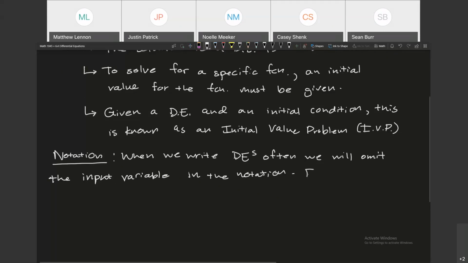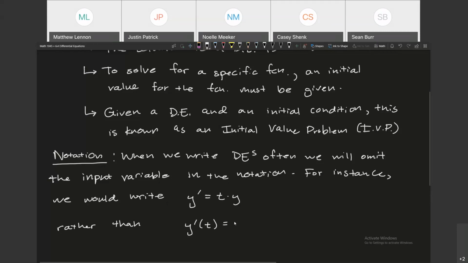So for instance, we would write y prime equals t times y, rather than y prime of t equals t times y of t. So we just sort of understand that y and y prime are functions of t.